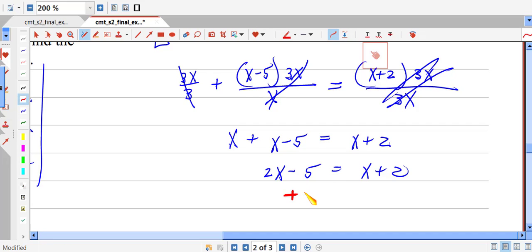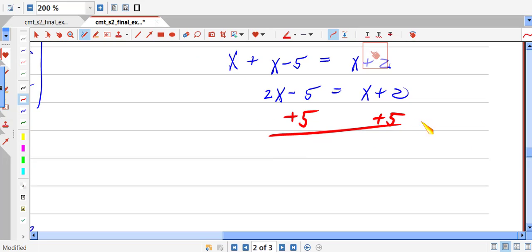So now I'm going to add 5 to both sides, and I'm going to subtract x from both sides. That's going to give me x equals 7. And that's my solution.